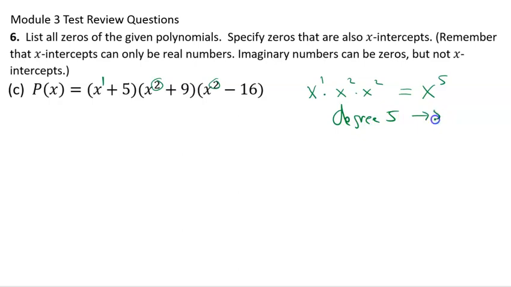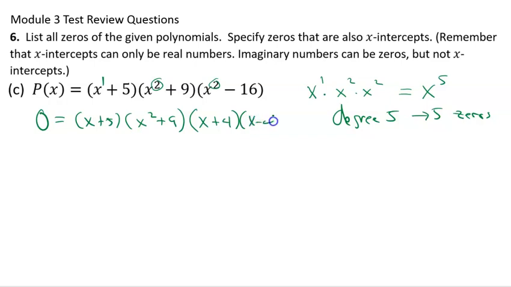Also means I'm going to have 5 zeros. Now let's find out what they are. Okay, so you set the entire function equal to 0, x plus 5. Now x squared plus 9 does not factor. That's what we call a sum of squares. I know you think it does. Sometimes you think it does, but it doesn't. If that were minus, it would. This one is minus, and those are perfect squares, both of them, so it'll factor into x plus 4 times x minus 4. You see that trick so often, I know you have it down now.